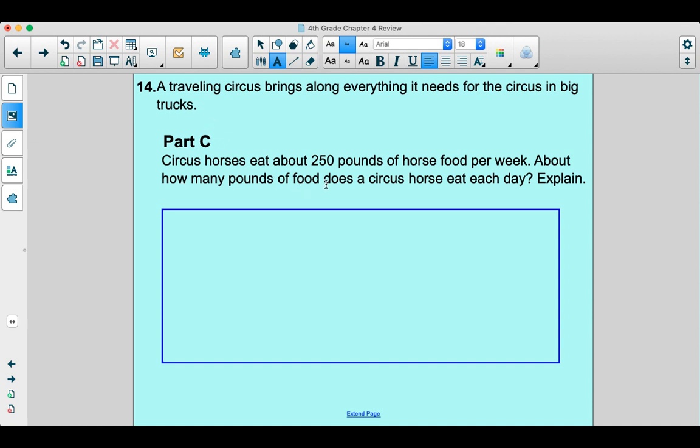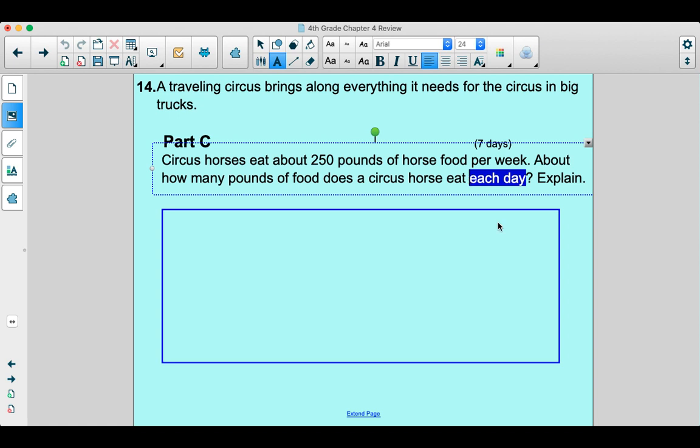Circus horses eat about 250 pounds of horse food per week. About how many pounds of food does a circus horse eat each day? All right, so we need to know something in here that is not given to us, but it's something we all know. There are 7 days in a week, right? So it says 250 pounds of horse food per week. So a week has 7 days. We have to know that because it's asking about each day how much a horse eats.